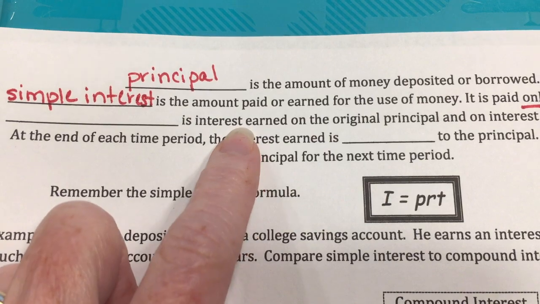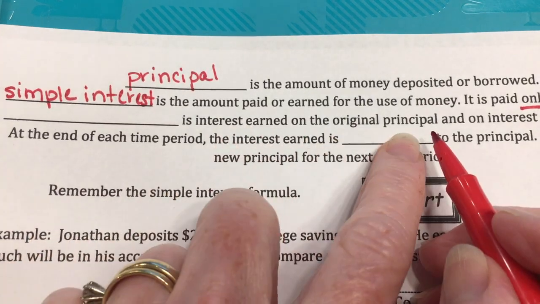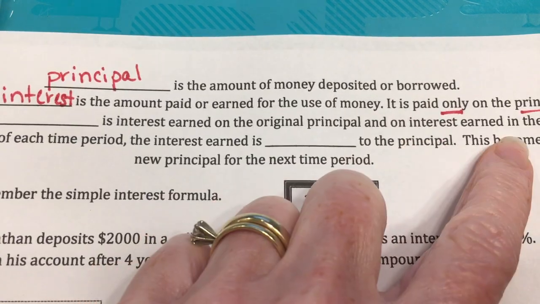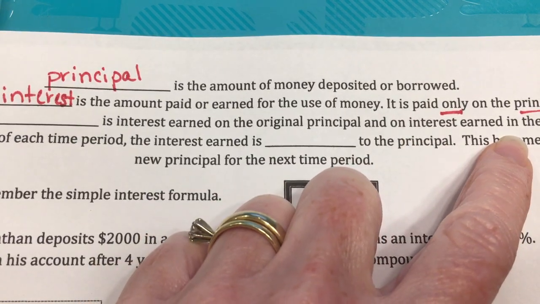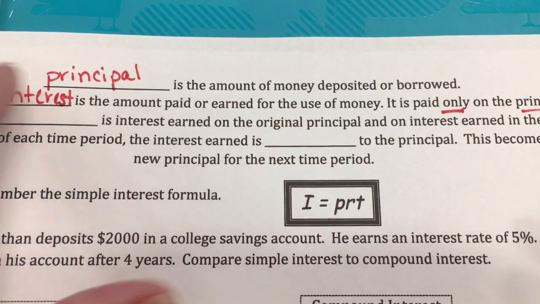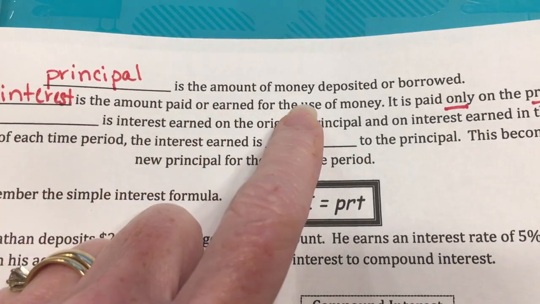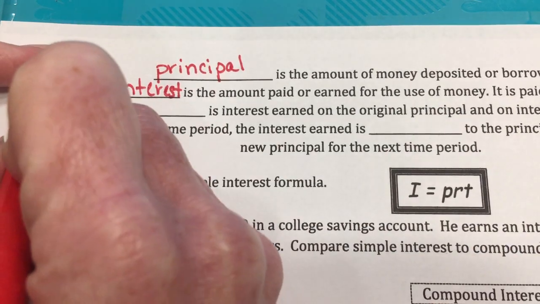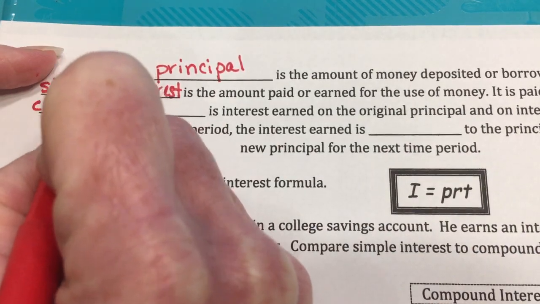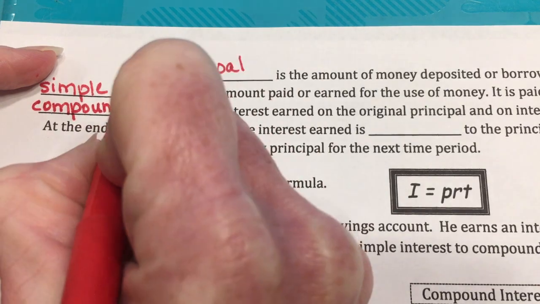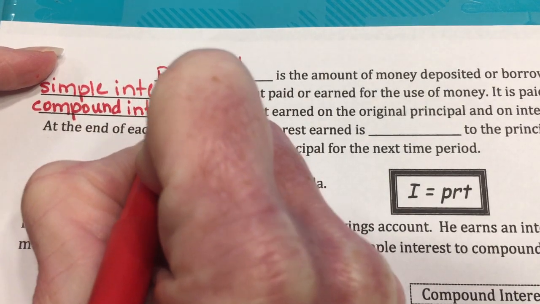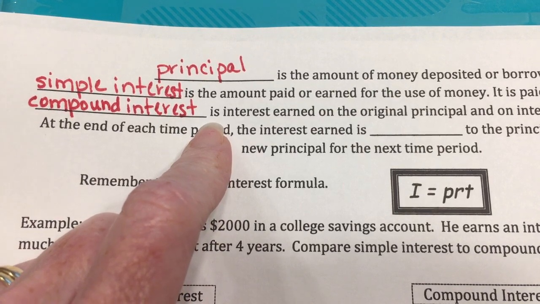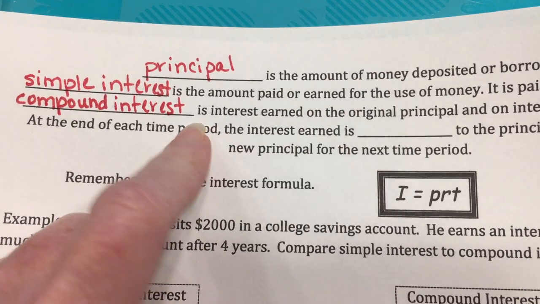So when interest is earned on the original principal, plus the interest earned in the past, all right, then that's a little different than what you found before. So simple interest was always paid on the principal, and that principal didn't change. With compound interest, the principal is going to change. So every time you earn interest, they're going to add it to the principal, and so that principal goes up at the end of however long.